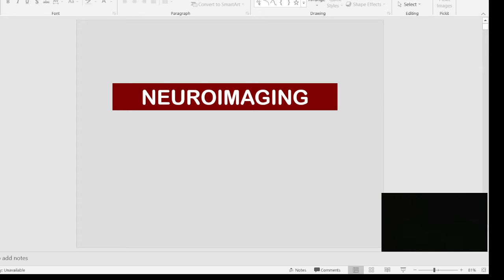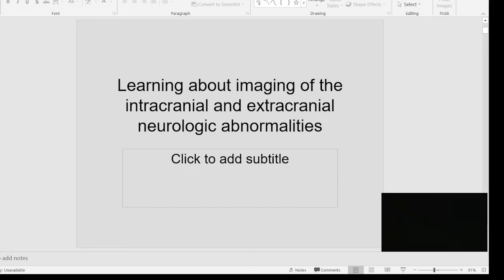Okay, good day everyone. So today we're going to continue discussing neuroimaging topics. We'll focus our discussion today on intracranial and extracranial neurological abnormalities. Here we're going to view images which contain intracranial, which is within the cranium. When you say extra, that is outside the cranium.